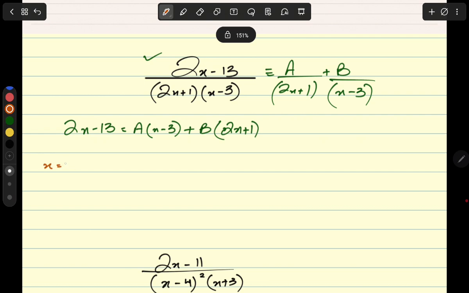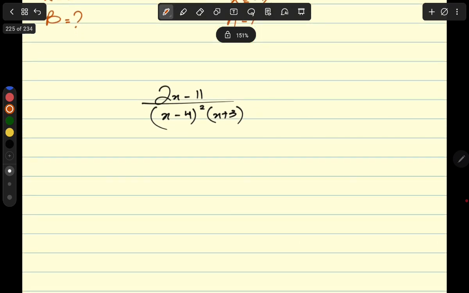So first is going to be x is equal to 3 in order to give you a value of b, whatever that's going to be. And then you are going to make another substitution of x is equal to minus half, so that your b vanishes and you can easily find the value of a, whatever that may be.